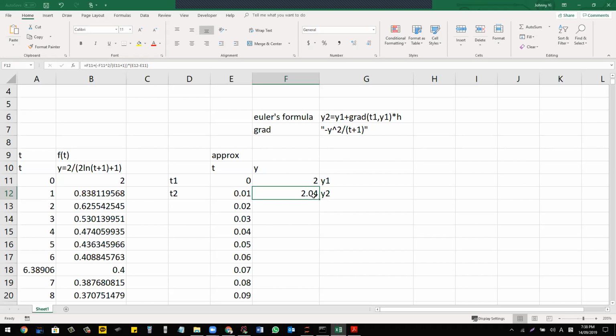And all I have to do is scroll this down. So if I go for the next one, you can see that this one is using that number as the y original. So we're trying to figure out y3 now. y3 will be y2 plus grad t2 comma y2 times the step. So that's the step there. This minus this is 0.01 here. And this will be the previous y square over this one plus 1. So that's t plus 1. And adding on to this one. So you can just scroll this down.